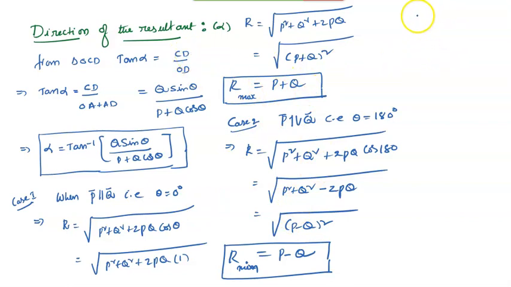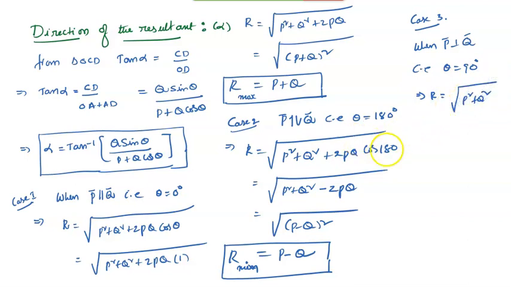And case 3, if both the vectors are perpendicular to each other, that is when P bar is perpendicular to Q bar, theta is equal to 90 degrees. Substituting that value, R is equal to root over P square plus Q square plus 2PQ cos 90. Here, if you substitute theta is 90, cos 90 is 0. Therefore, R is equal to root over P square plus Q square only. That is the magnitude of the resultant.